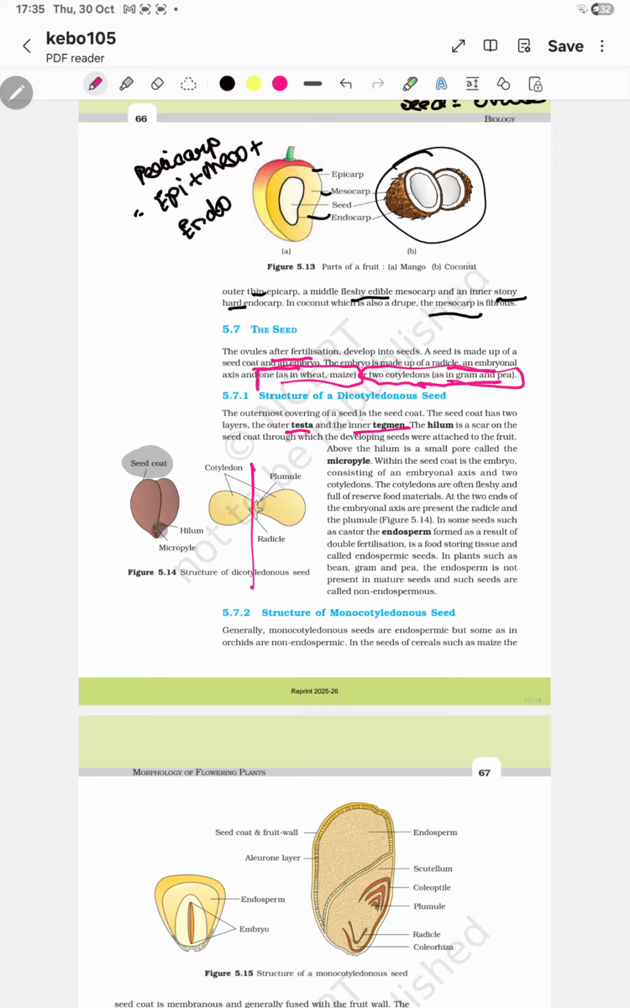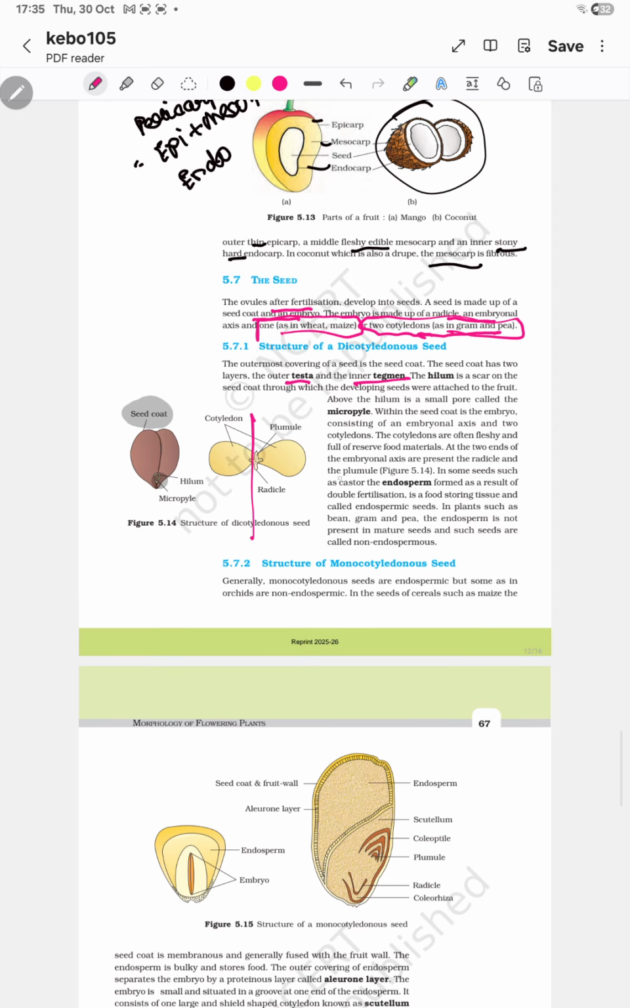Now there is an exception here, which you have to remember. Some seeds like castor have something called endosperm. It is formed as a result of double fertilization. These seeds store food, and the seeds of castor are called endospermic seeds. Whereas bean, gram and pea, again see pea follows bean, are all non-endospermous seeds. That is, they don't have this tissue because there is no endosperm.